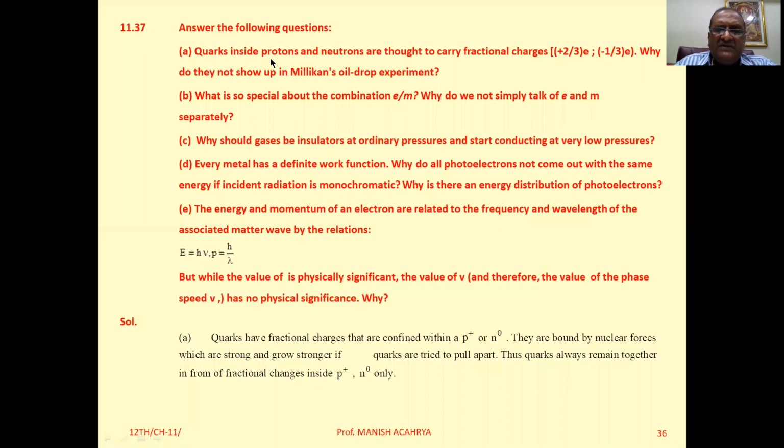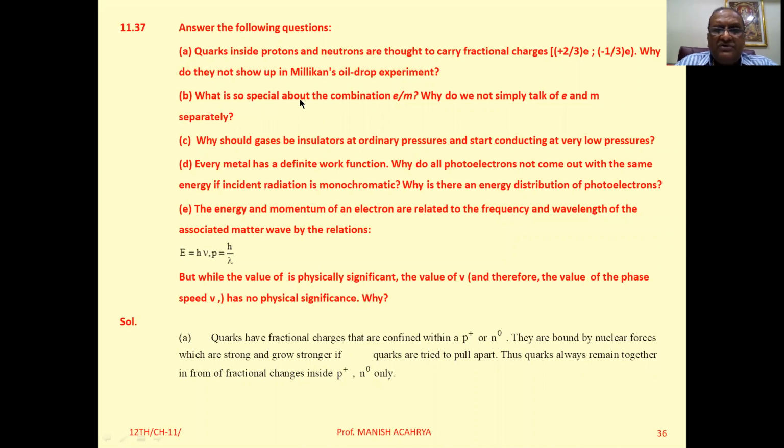Now example 11.37, that is a purely theoretical one. Quarks inside the protons and neutrons are thought to carry fractional charge plus 2 by 3 e and minus 1/3 e. Why do they not show up in Millikan's oil drop experiment? Because these quarks are strongly bound under the effect of nuclear forces, and therefore in Millikan's oil drop experiment these particles are not separated. Clear?